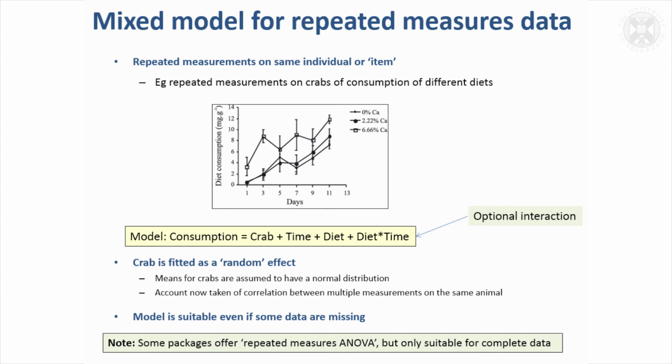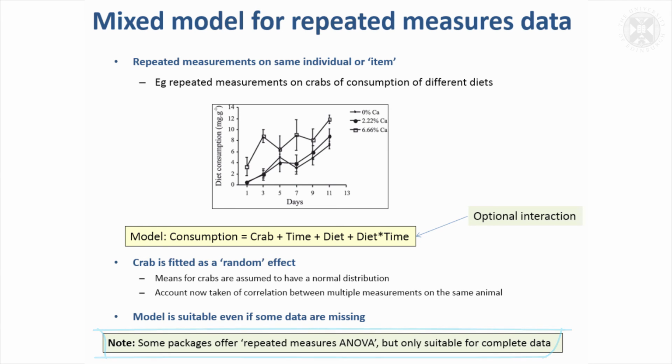So thinking about a mixed model for our repeated measures data, this is the model that we would fit. We would include crab effects, but we would include them as what's known as a random effect. So they'd be a source of variation rather than a fixed effect, but these other terms, time, diet and the time by diet interaction, which should be an optional effect, could be fitted as fixed effects. And this model will be suitable even if there were some crabs that didn't have measurements at some of the time points. It might be that there are fewer crabs at day 11 compared to day 1, and it would still be appropriate. Some packages will offer repeated measures analysis of variance, but that's only really suitable if you've got complete data.